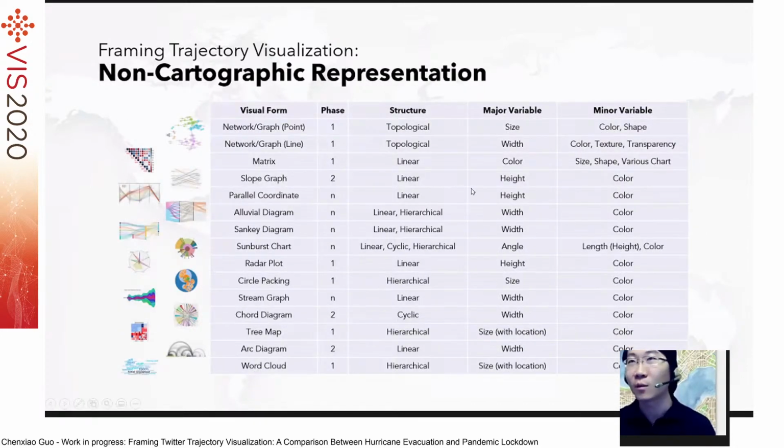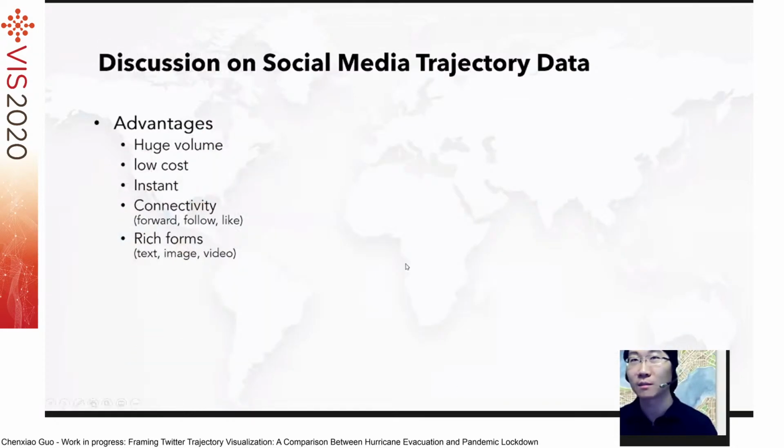And the third, I will also very quickly go through the non-cartographic representations of trajectories. But they all have some sort of representation of spatial information. So here we can see some forms of non-cartographic visualizations. I summarized some of their characteristics, but let's skip to the next part.